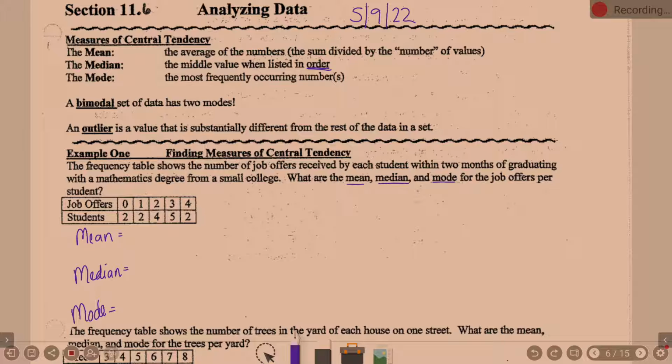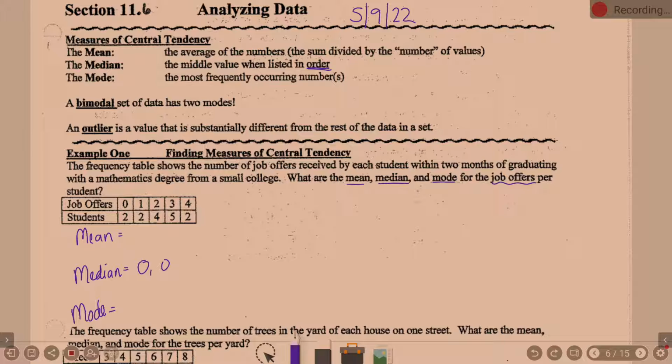It's the middle number. So we're going to have to list all the numbers in order, right? Well, what do we know? What are we trying to find? We're talking about job offers per student. So the first numbers we're going to have: 2 students had 0 job offers. So what's that mean we have? 0. There's 2 zeros in the list because 2 students had 0 job offers.